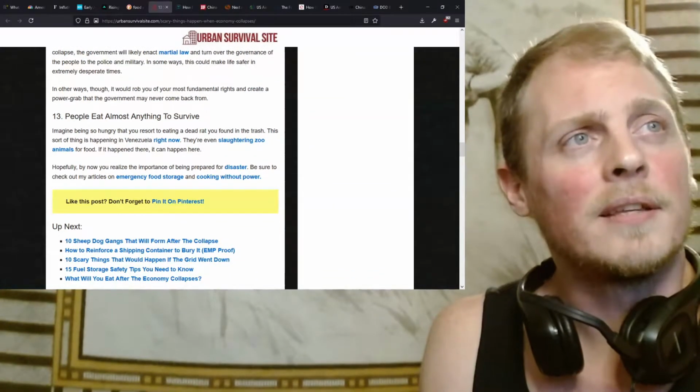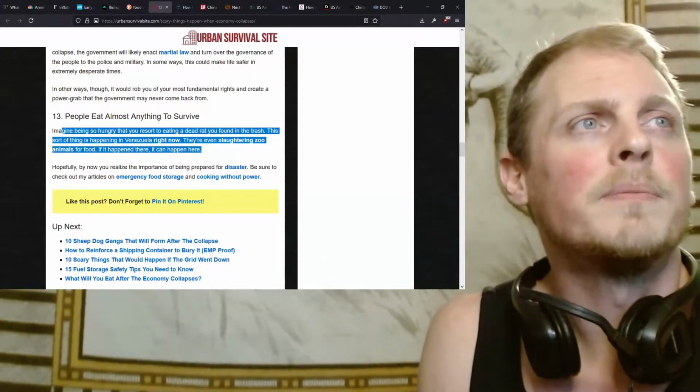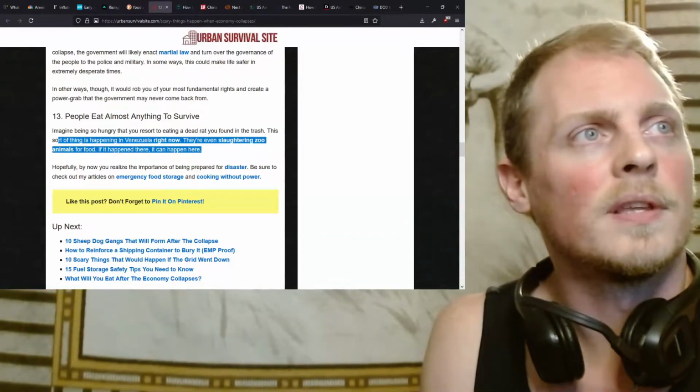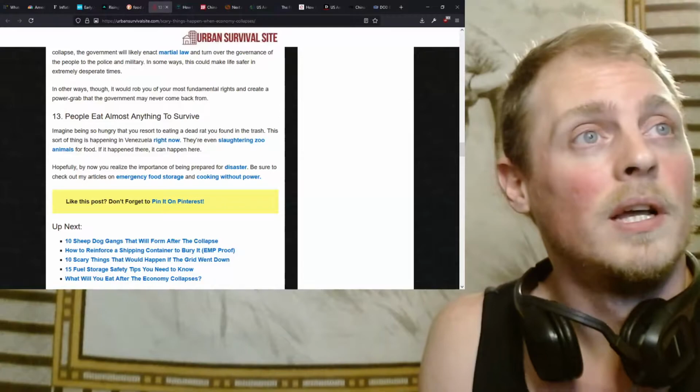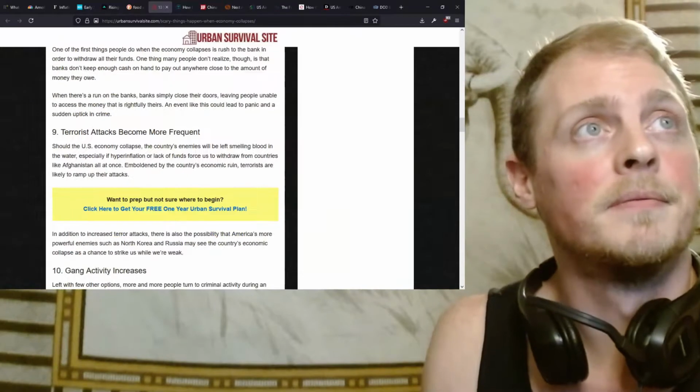People eat almost anything to survive, including other people. It's going to be chaos in the cities. Imagine being so hungry that you resort to eating the dead rat you found in the trash. This is the sort of thing happening in Venezuela right now. They're even slaughtering zoo animals for food. If it happened there, it can happen here.